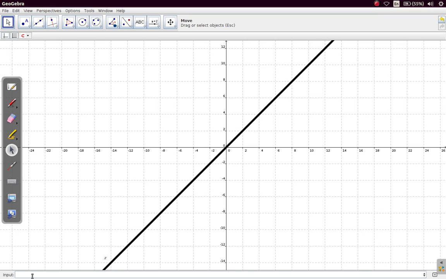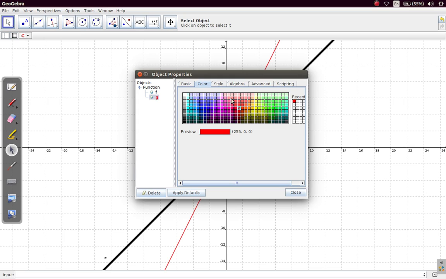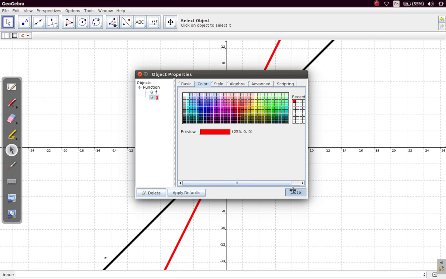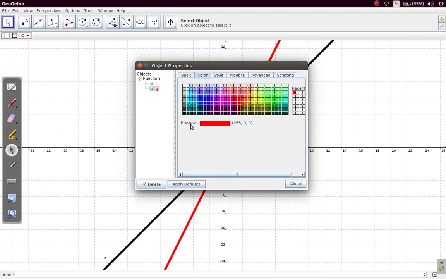Now let's also look at the line y equals 2x. That's y equals 2x. Let me thicken the line, change the color a bit, and make my line thicker. So I have y equals 2x. y equals 2x is my red line. All right?